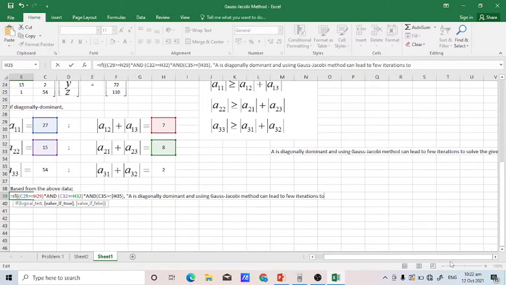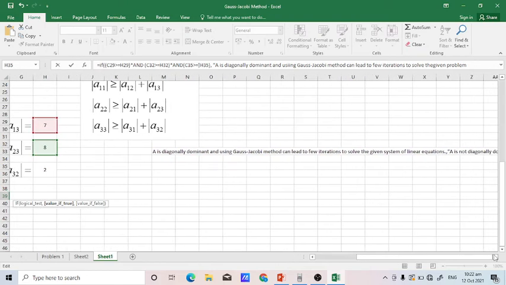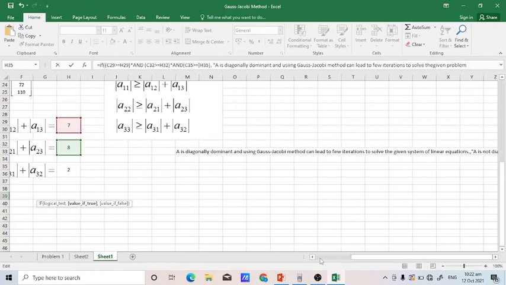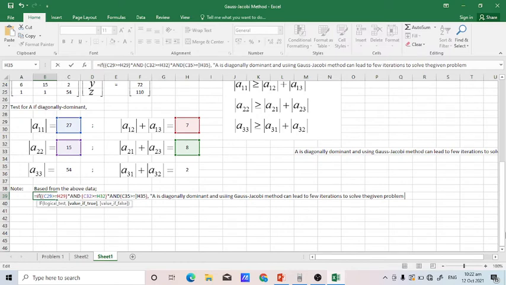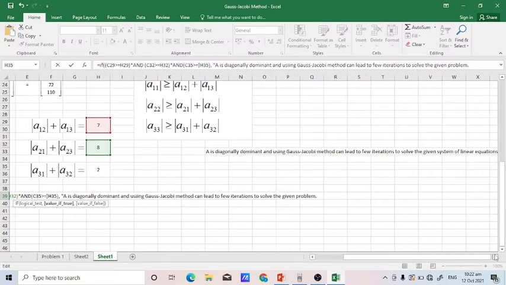So to solve the given problem... To solve the given system of linear equations, or solve the given problem na mo. Or pwede rin yung to solve the given system of linear equations. Okay, period. Okay.